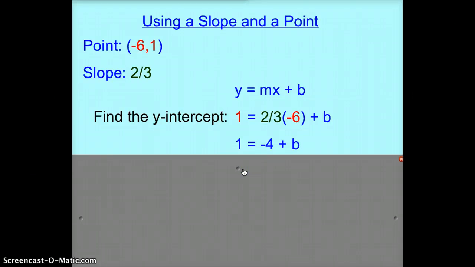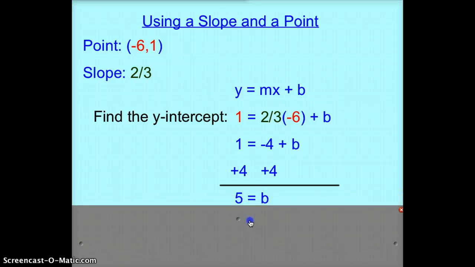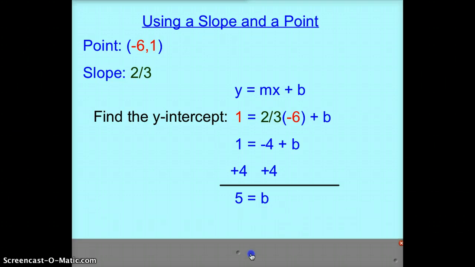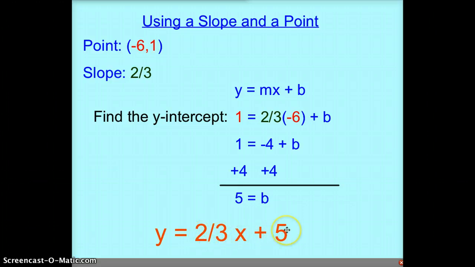So 2/3 times -6 is -4. Now we have 1 equals -4 plus b. Add 4 to both sides, and you get that b is equal to 5. So your y-intercept is 5. Now we can write the equation. Y equals mx plus b, so y equals 2/3 x plus 5. We have taken a slope and a point and written it in slope-intercept form.